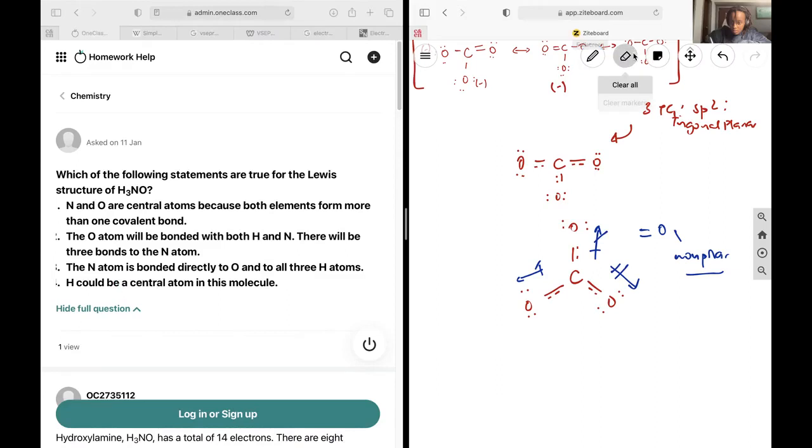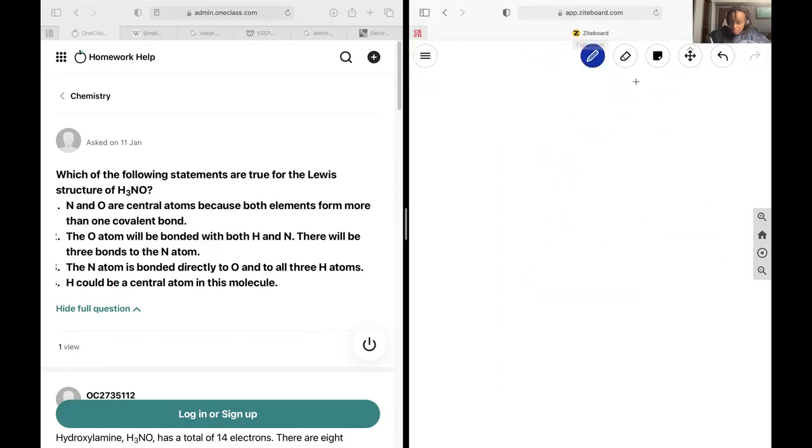Okay, next up, I'd like the Lewis structure for H3NO so that I can find out which of the following statements are true. I count my valence electrons. I have 5 plus 6 plus 3, and that's going to give me 14 electrons to distribute.